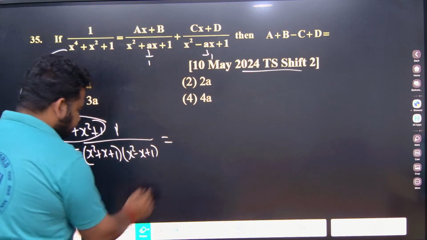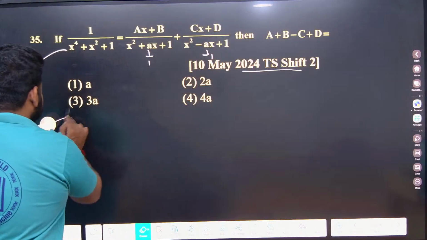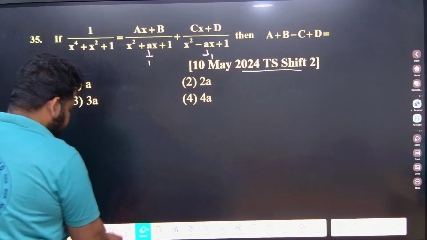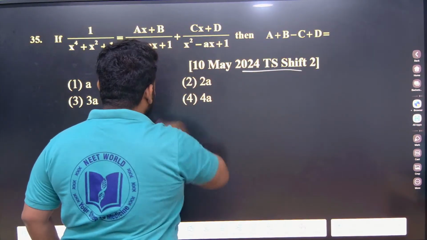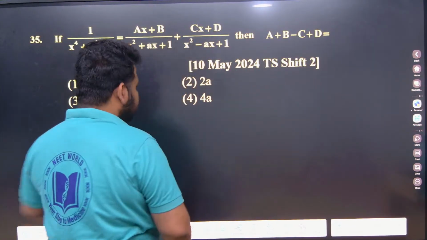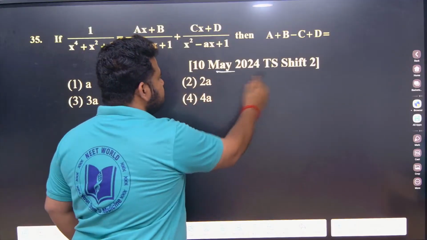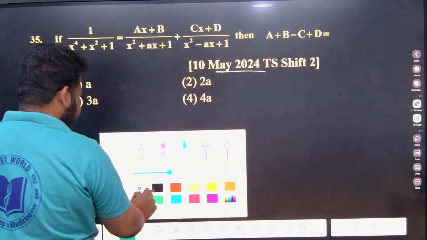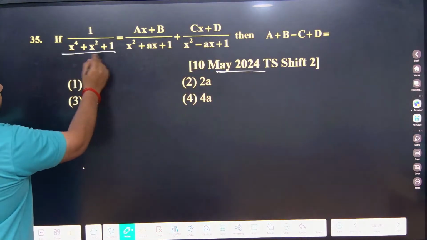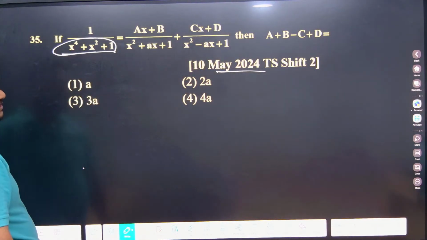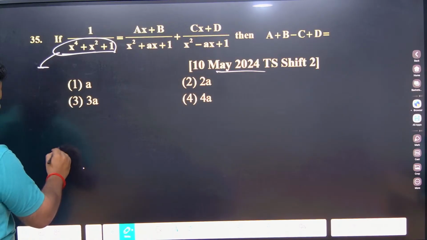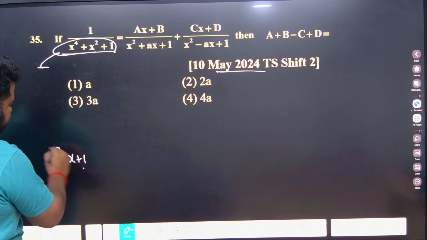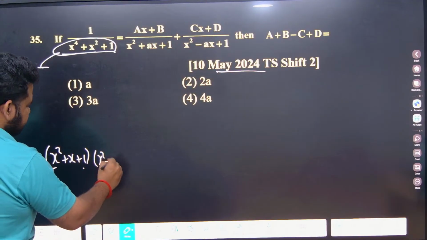Let me do it again. Observe this carefully. This is a question from 2024 TS, I'll record it, based on partial fractions. I have told you numerous times, they have given x power 4 plus x square plus 1. This can be factorized, I can write it as x square plus x plus 1 into x square minus x plus 1.